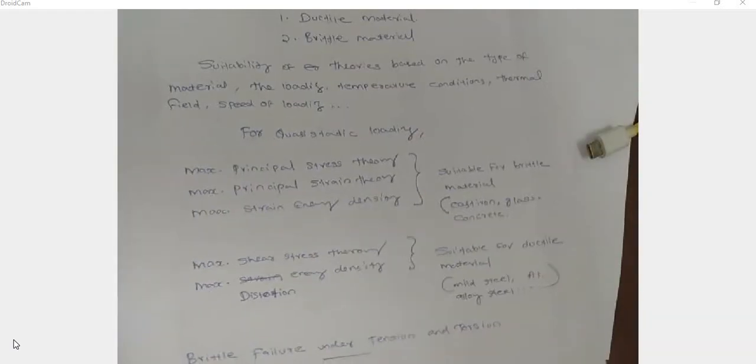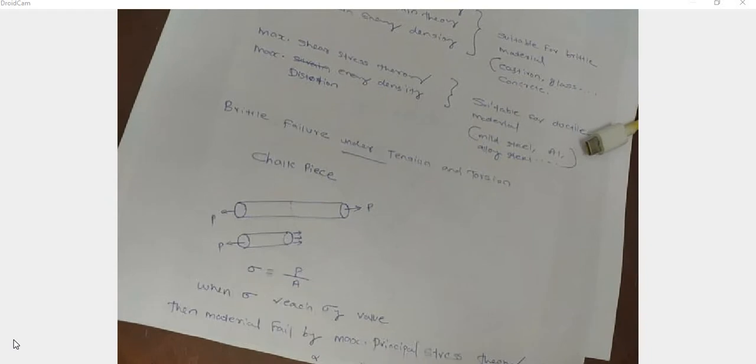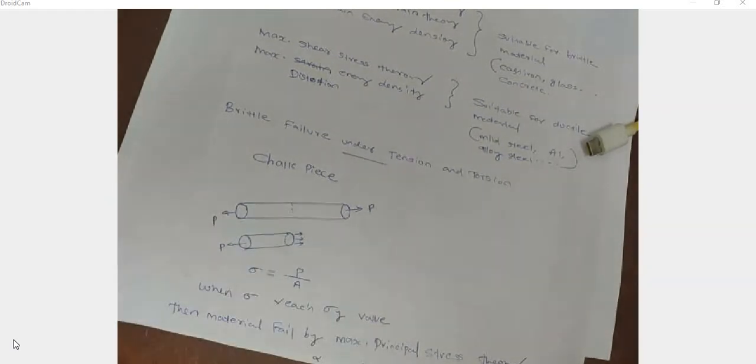When we consider brittle failure, for example, I am taking a chalk piece. A chalk piece is a brittle material. Without any deformation, it suddenly fails. So we can say that is a brittle material. But for a ductile material, when we apply stress, the material initially shows some amount of deformation, and only after some amount of deformation does it start to fail. That is the characteristic of a ductile material.